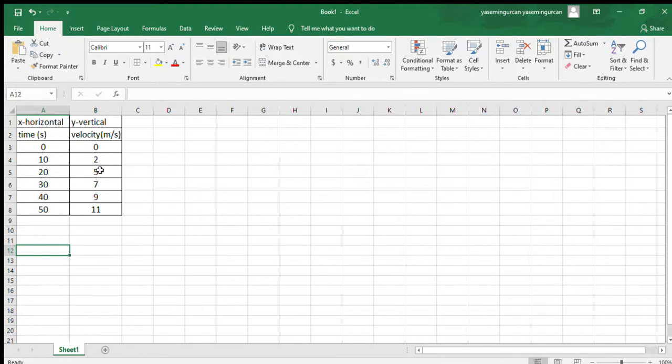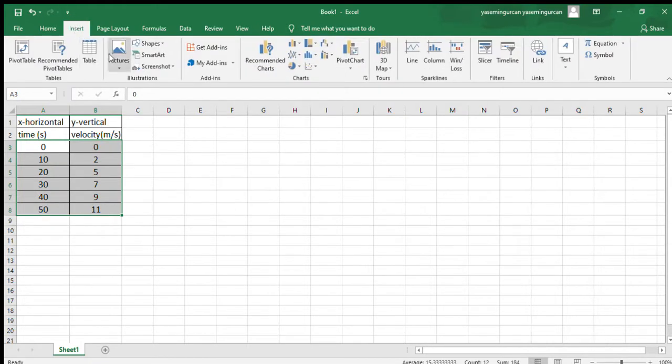So once we enter these values, what you do is choose this data area on this table, and just the numbers, not the names of the axes or anything like that. Starting from the first data point, choose the area, and go to Insert on top here. You need to find this little icon here which says Insert Scatter or Bubble Chart.